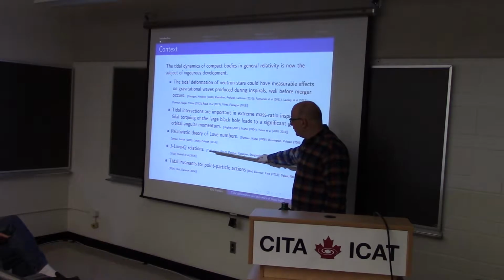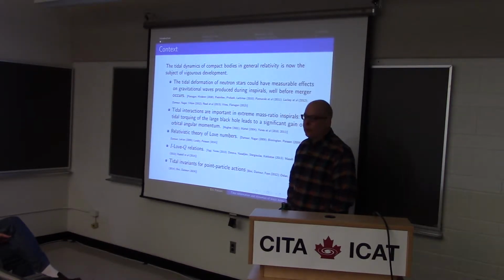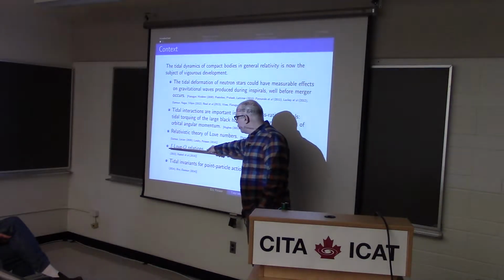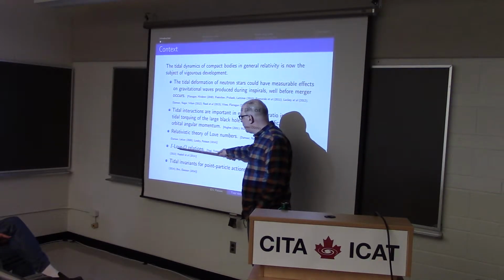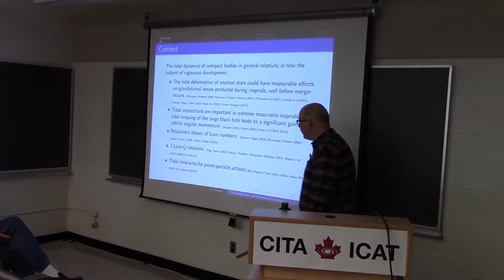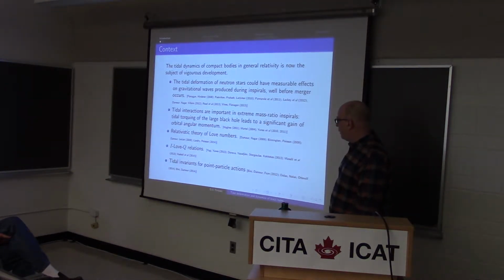I won't say anything about this, but Kent Yagi and Nico Yunes a couple of years ago discovered a class of relationships that are almost universal among all models of neutron stars that involve the moment of inertia of a neutron star, its Love number, and its rotational quadrupole moment. I won't say anything about this, but that's a remarkable development that is showing that there's a lot to be learned if you can have access to the tidal interaction of neutron stars.